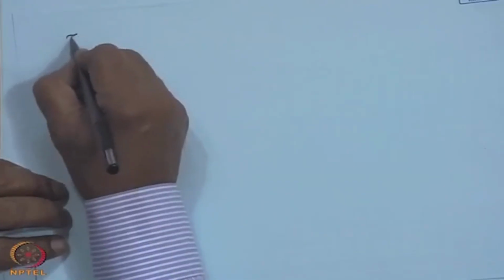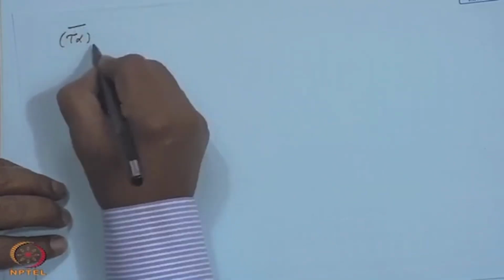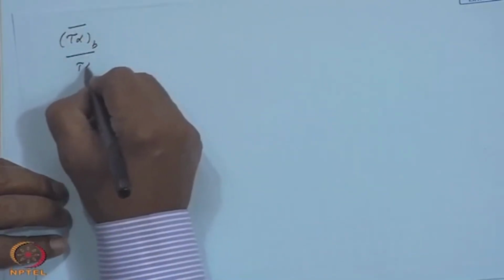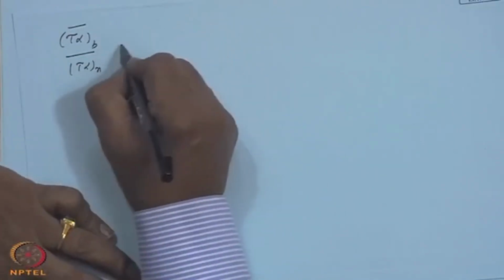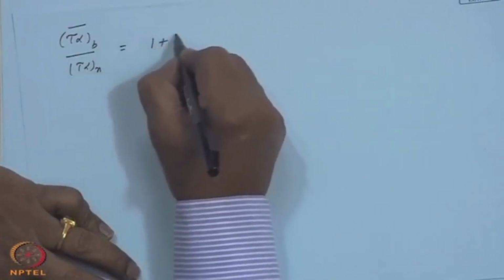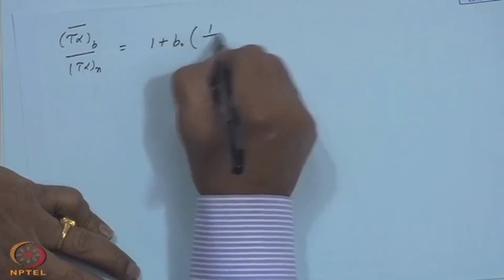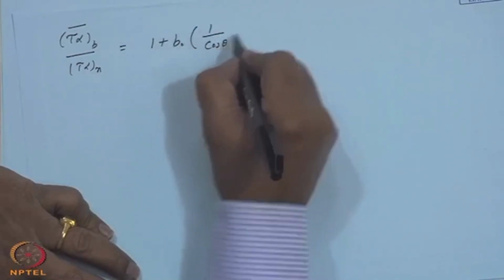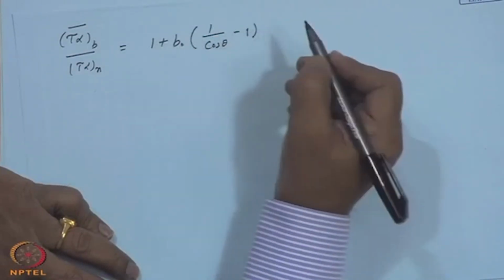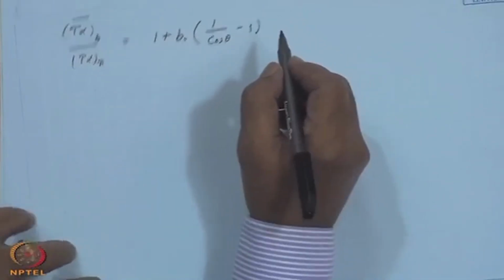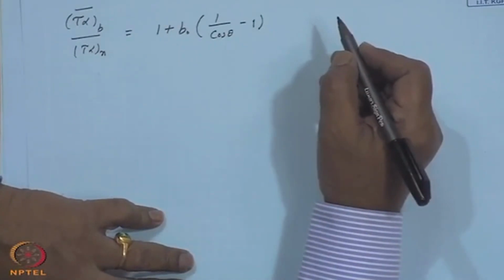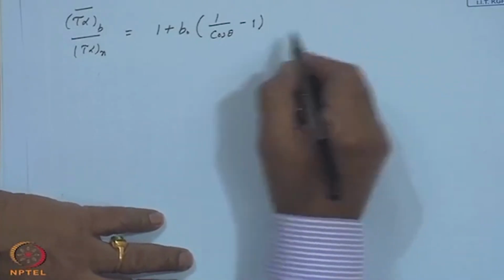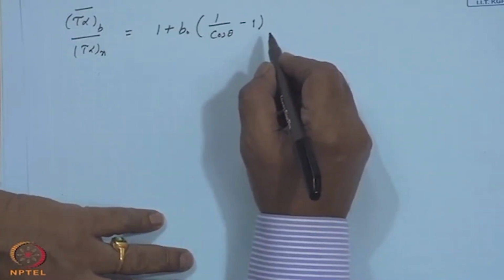So what we get now is each one of them. Tau alpha bar b by tau alpha n, which will turn out to be in the relation 1 plus b 0 into 1 by cos theta minus 1. So, I made the calculations. The data is not given whether it is a 1 glass cover or a 2 glass cover collector. We will see what difference it makes.